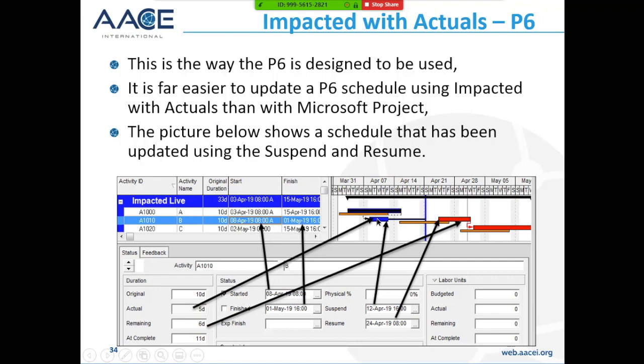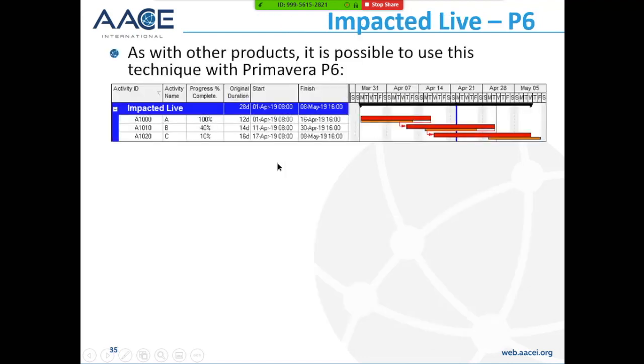So we have the actual duration here. The actual duration is calculated from the actual start to the suspend date, and then we put a resume date here, and the finish date is from the resume date plus the remaining duration. So that's how you can create a single split in P6.